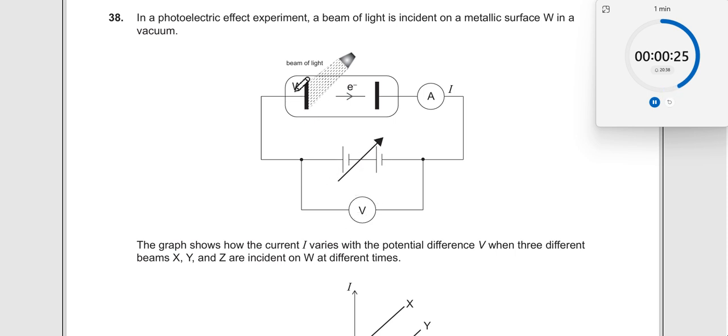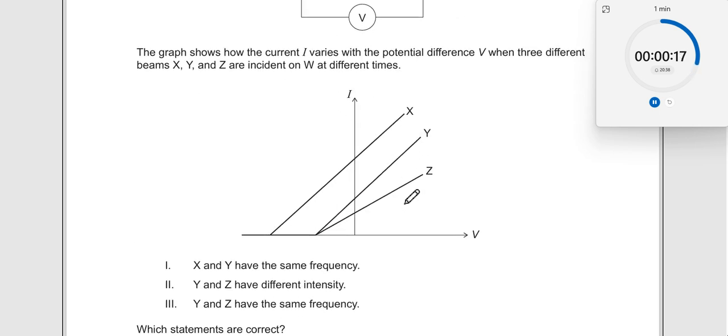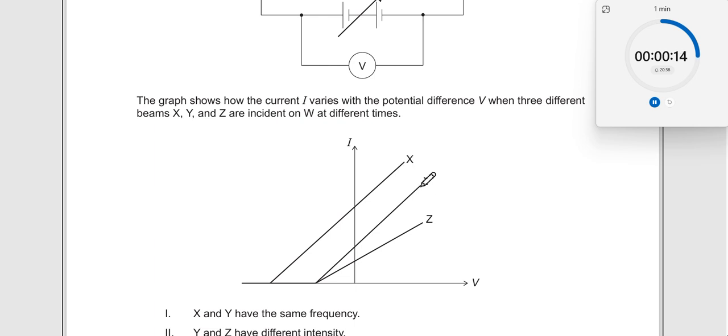You know, the more positive this becomes, what can happen? Electron flow is limited. The more negative this becomes, electrons are being accelerated. Okay. Now with this understanding, you look at this. There are three different beams being used, X, Y and Z. Okay. So for X and Y the stopping potential differs, but for Y and Z the stopping potential remains the same. So this is what is being seen, and based on this we need to look for the patterns being observed.